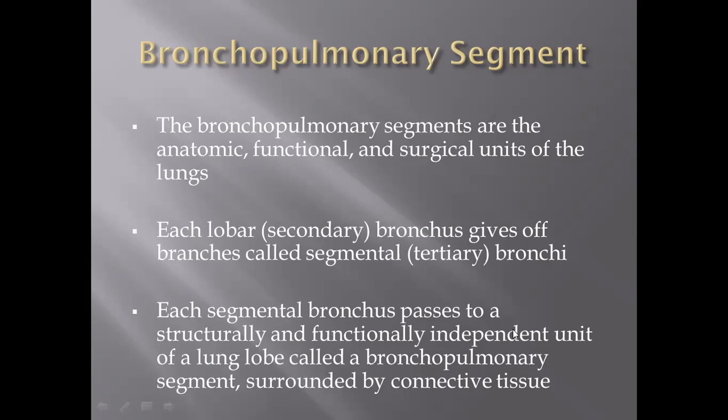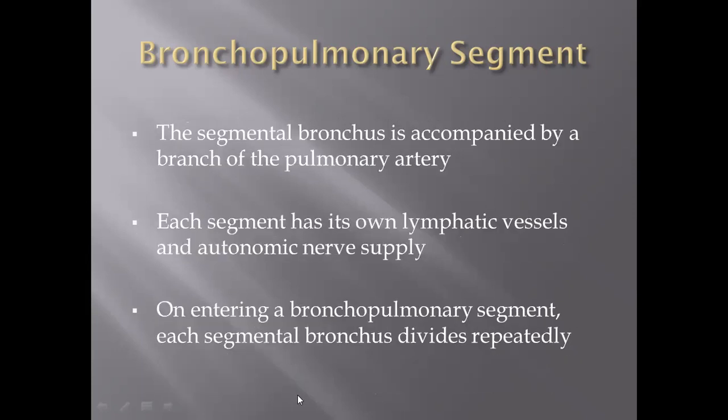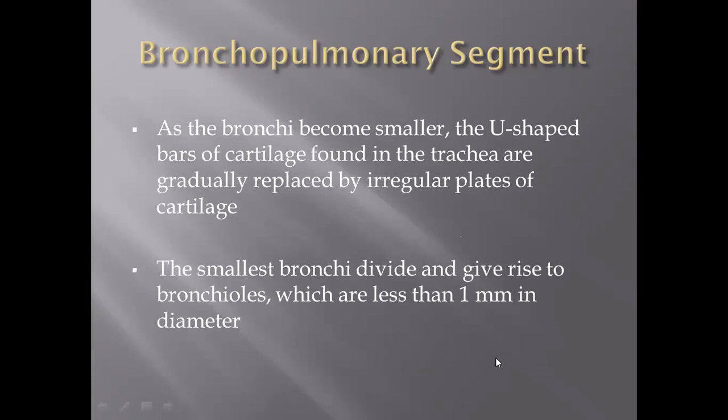Each segmental bronchus passes to the structurally and functionally independent unit of the lungs called the bronchopulmonary segment, surrounded by connective tissue. The segmental bronchus is accompanied by branches of the pulmonary artery. The pulmonary artery brings deoxygenated blood from the right ventricle of the heart for purification. Each segment has its own lymphatic vessels and autonomic nerve supply. On entering the segment, each segmental bronchus divides repeatedly into various smaller branches.